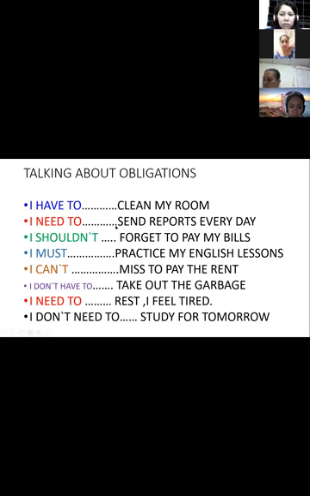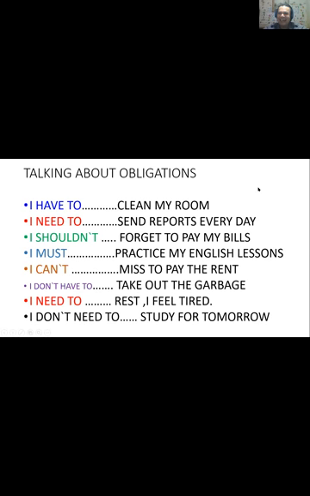I need to, yo necesito, okay, enviar reportes todos los días. I need to send reports every day. Ese es un ejemplo que he dado. Tú pones tu propio, okay, your own example. I need to buy groceries. Yo necesito comprar la cena, okay? Eso podrías decir. ¿Entiendes? Okay. Entonces aquí está el comienzo y ya tú pones tu propia información, okay?